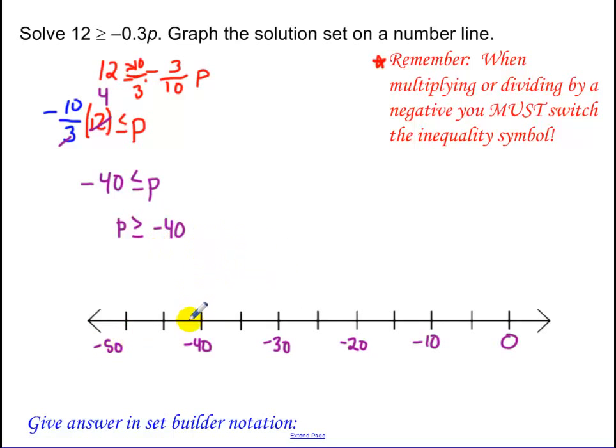So p is greater than or equal to, so greater than or equal to, filled in dot, going that direction. Now again in set builder notation, p such that p is greater than or equal to negative 40.